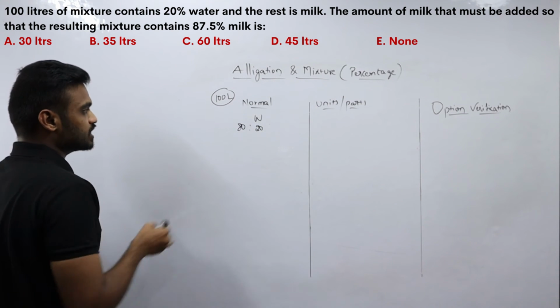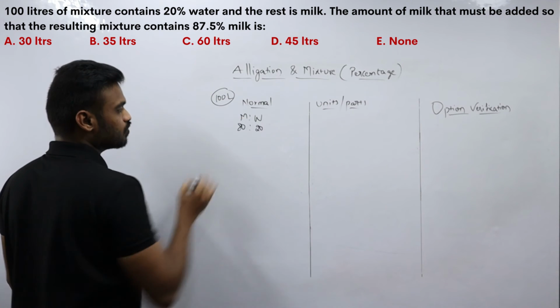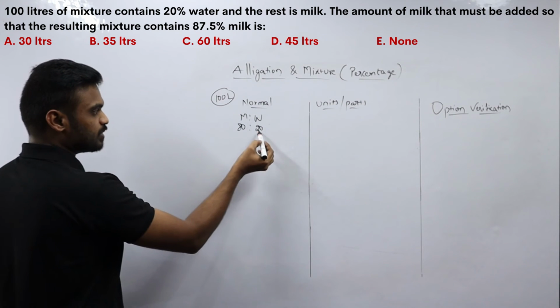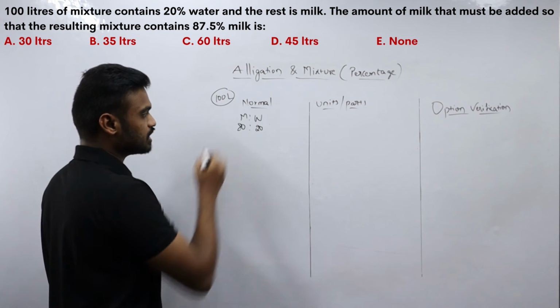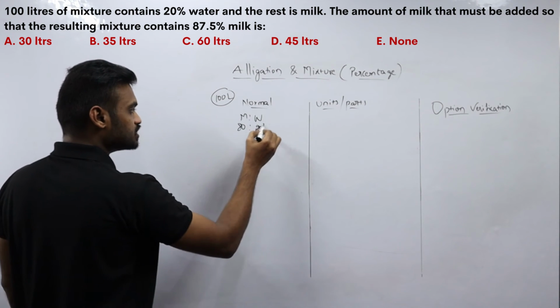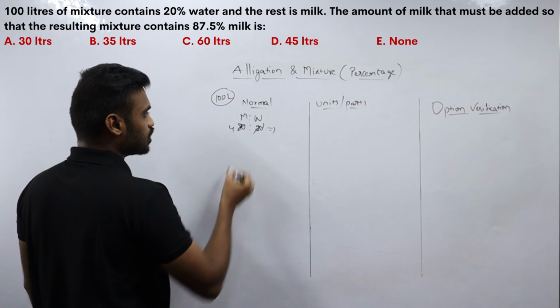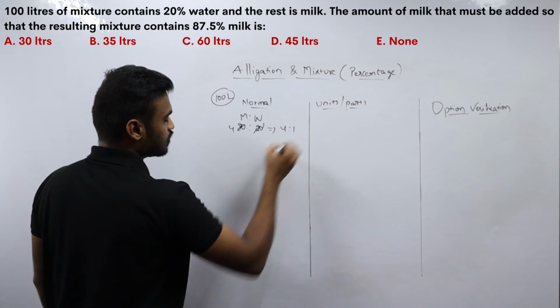Okay. Now this 80% belongs to milk here. Out of 100%, 20% belongs to water. Now the remaining 80% belongs to milk here. Okay. Now if I cancel this 20s, 4 twenties, the total ratio of milk and water becomes 4:1.